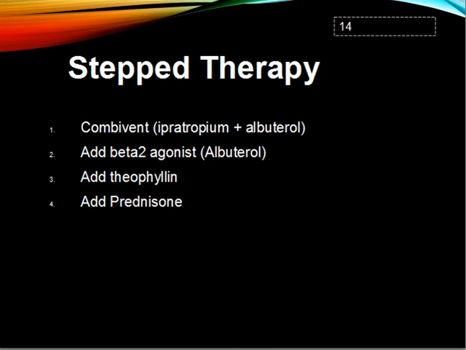So a step therapy that you might consider is Combivent first. You add a beta-2 agonist with albuterol, add theophylline, and add prednisone. So you don't start with prednisone. That's your last line of treatment.